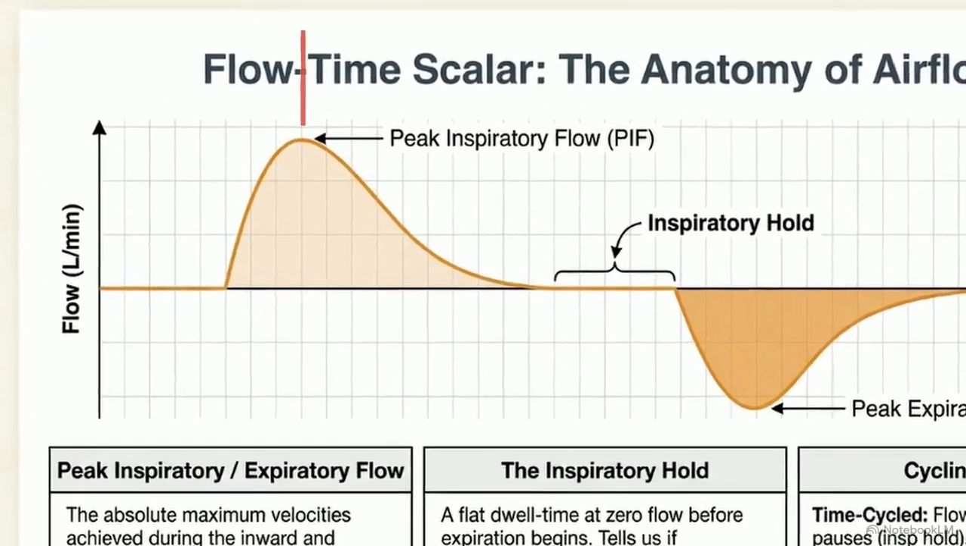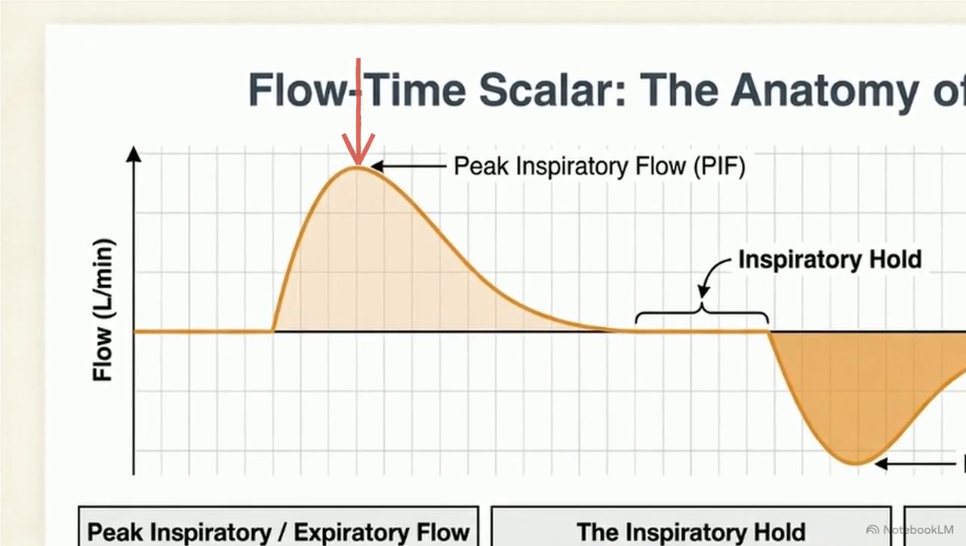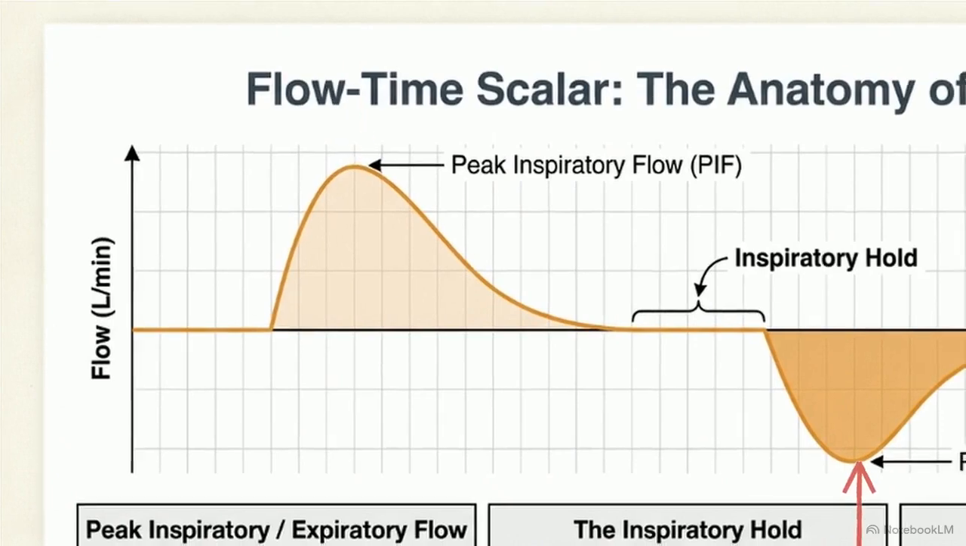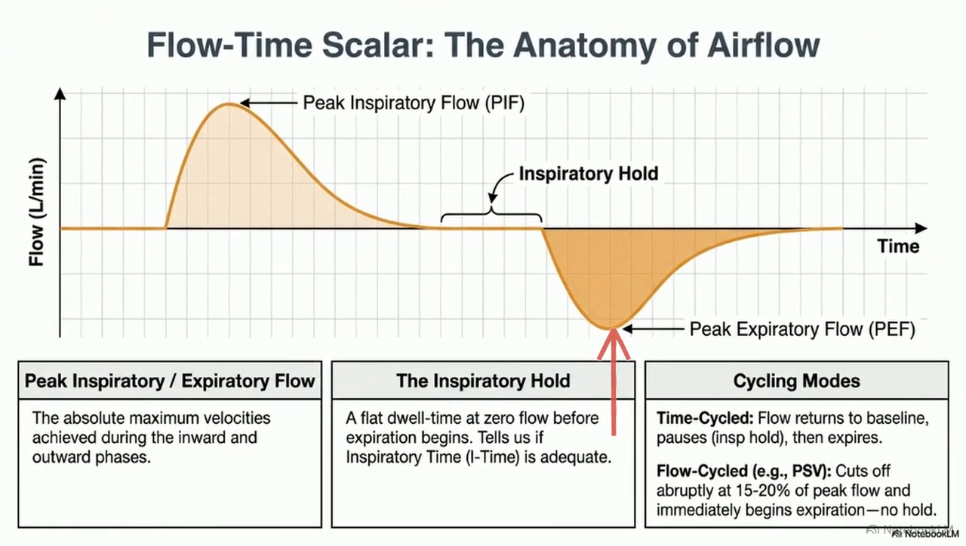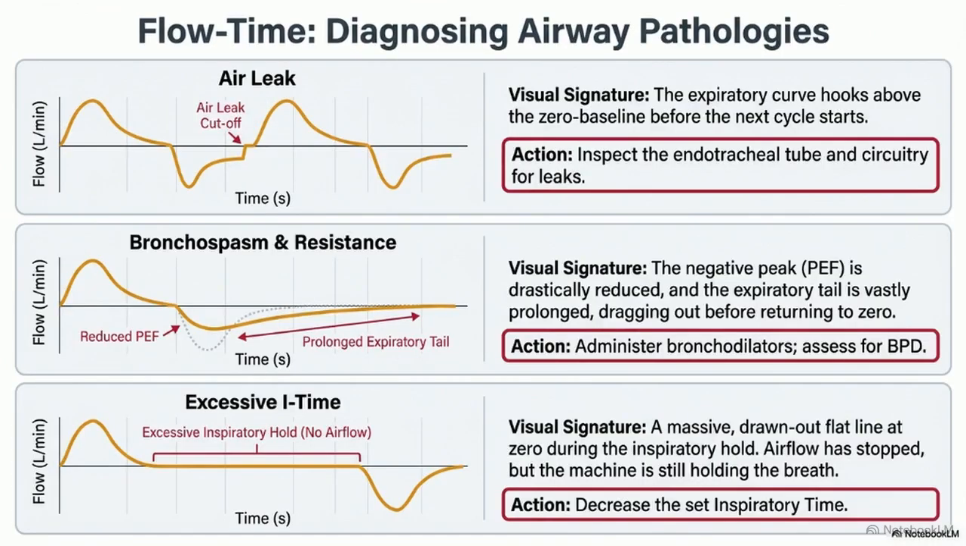The curve above the 0 line shows the peak inspiratory flow entering the lungs, while the curve below the line shows the peak expiratory flow leaving them. These panels diagnose airway pathologies using flow. The top panel shows an air leak, where the expiratory curve cuts off abruptly. The middle shows bronchospasm, creating a reduced peak and a prolonged expiratory tail dragging out before returning to 0.